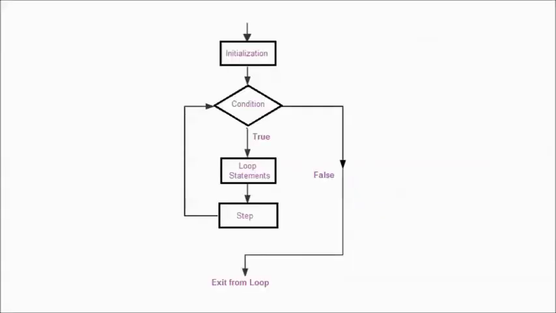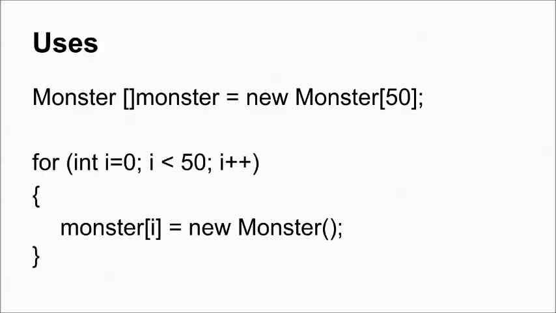Now let's take a look at a way we might use for loops. For loops are great for initializing arrays of things. Here I have an array of 50 monsters, so I know exactly how many times I need to loop. I need to loop 50 times. So there's a for loop that loops 50 times, and for every cell in that array, it's going to make it point to a new monster. All right, so there we go.